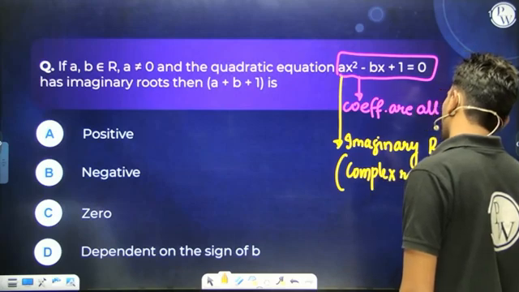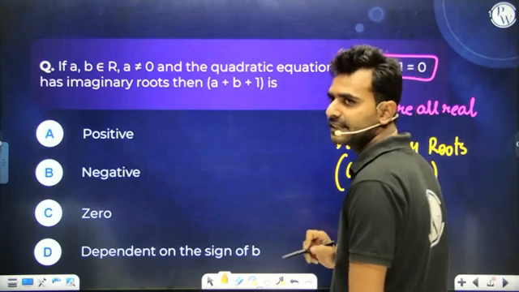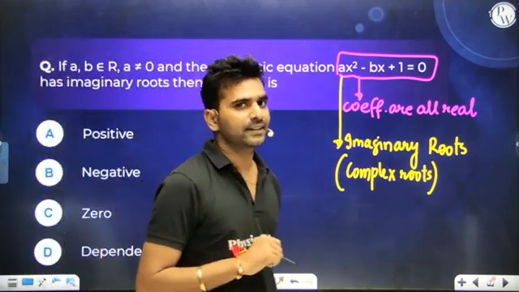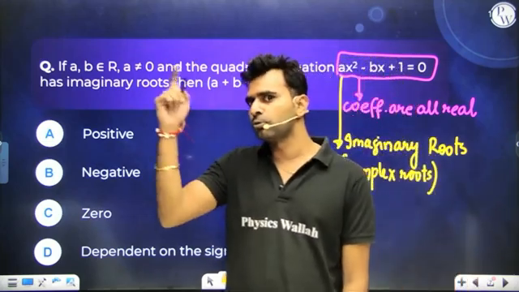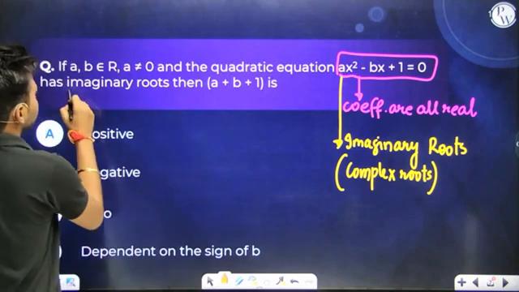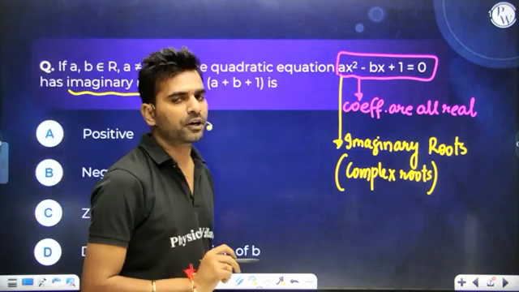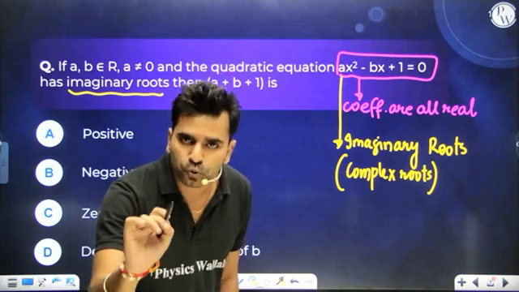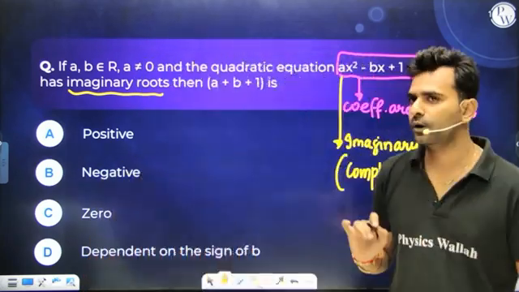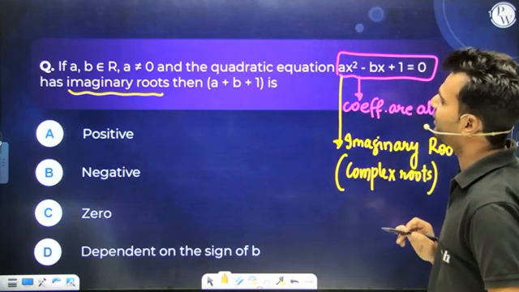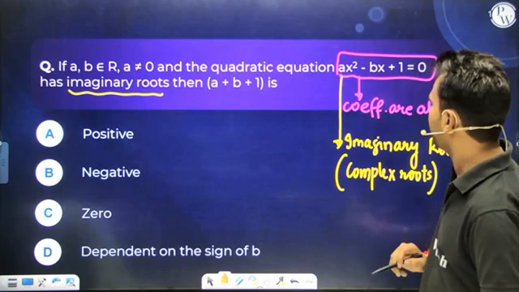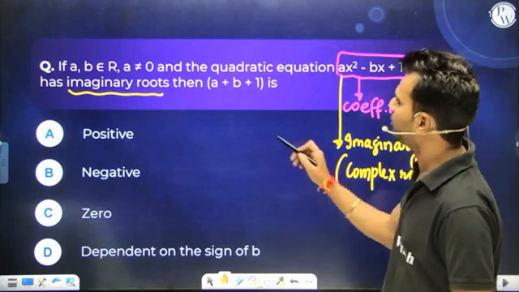Yes, because in quadratic equations, you might have studied this, that if coefficients are all real and the discriminant is negative, then the roots are complex, number one. And those complex roots are conjugate as well. Yes or no? So over here, if it is saying imaginary roots and the coefficients are all real, it means the roots have to be complex imaginary roots. I said okay. So accordingly, we can say that the value of the discriminant is going to be negative only.